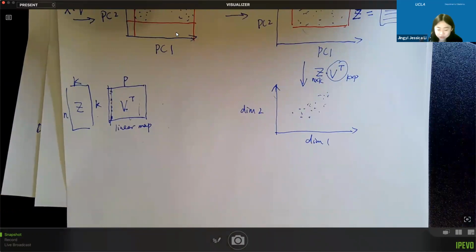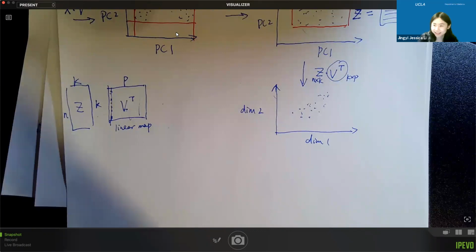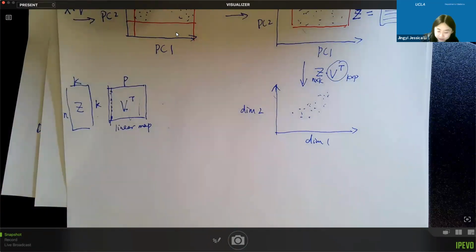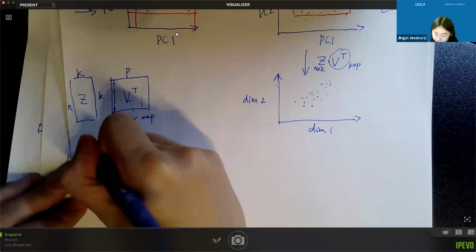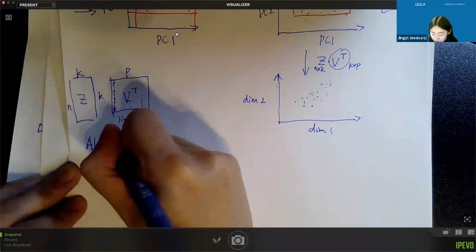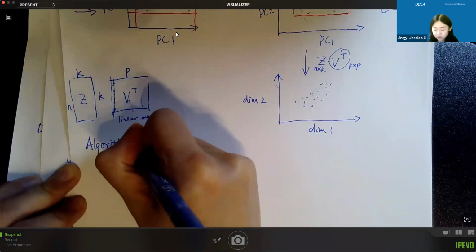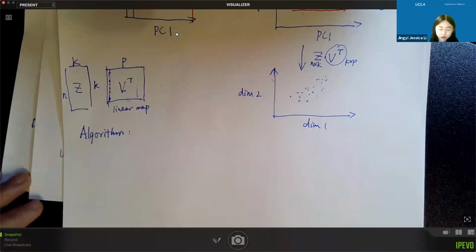Okay, do we have questions about this part? Okay, so now let's talk about the gap statistic algorithm. The algorithm has an R package implementation, so you're going to play with it in your homework.